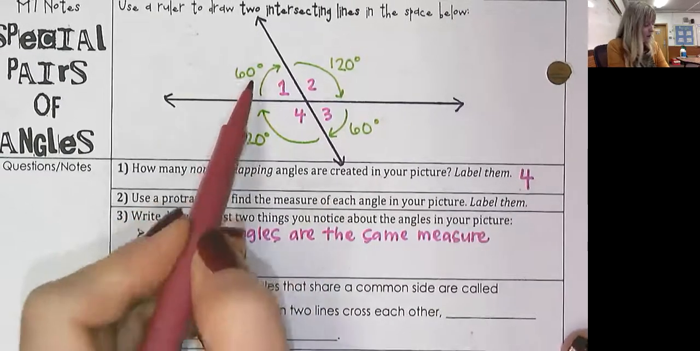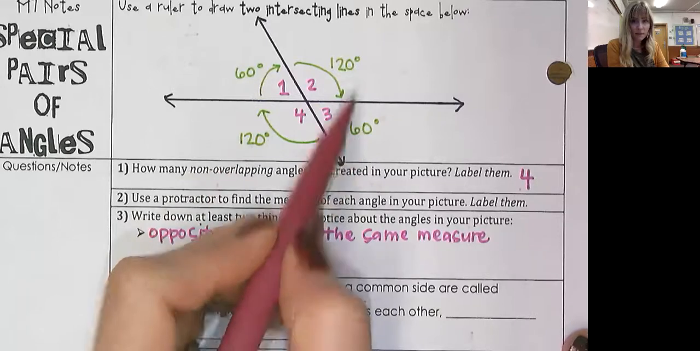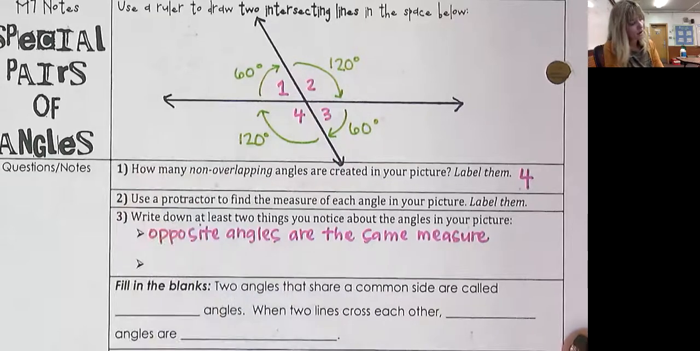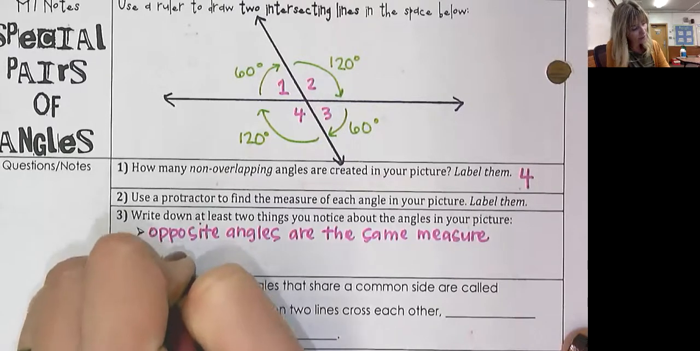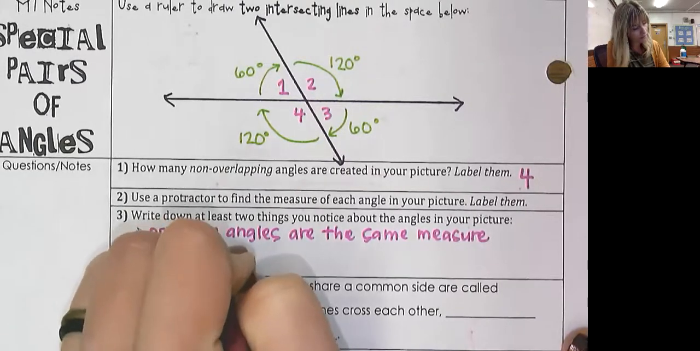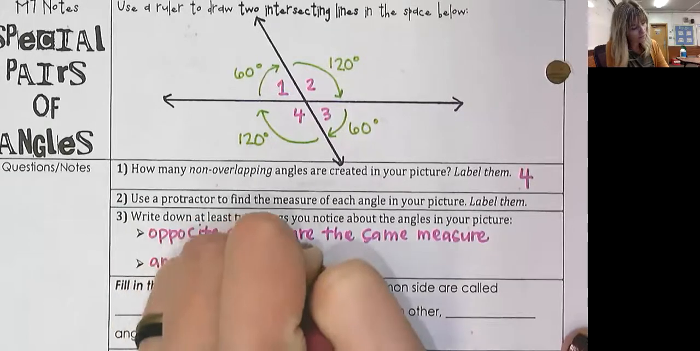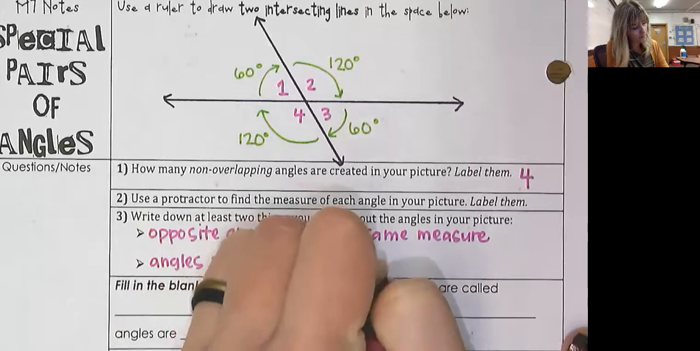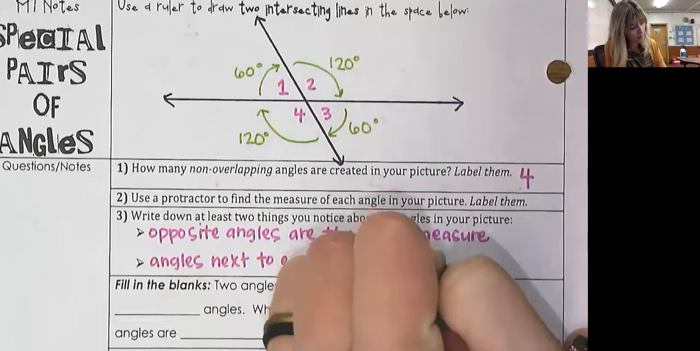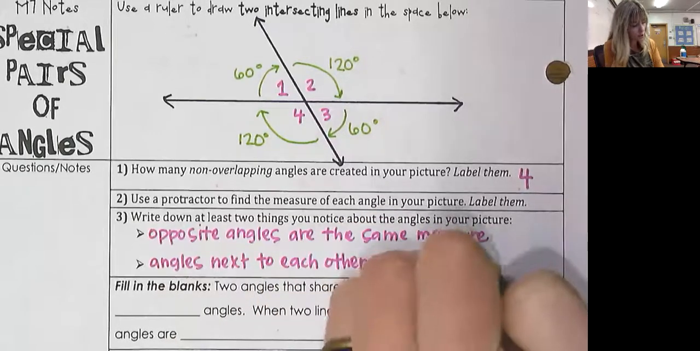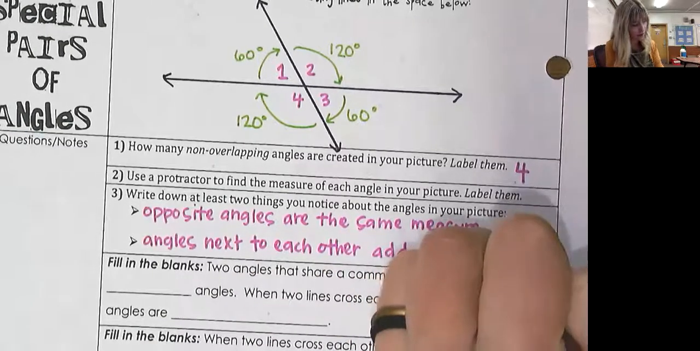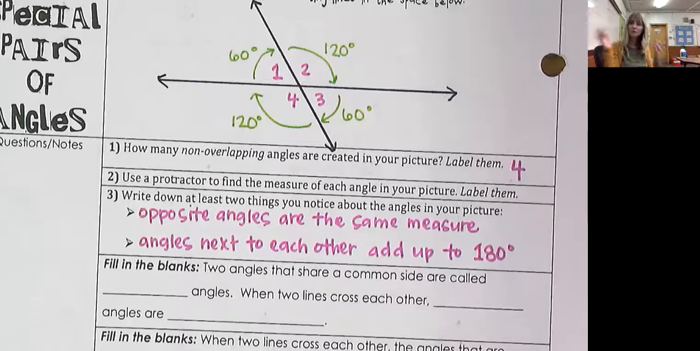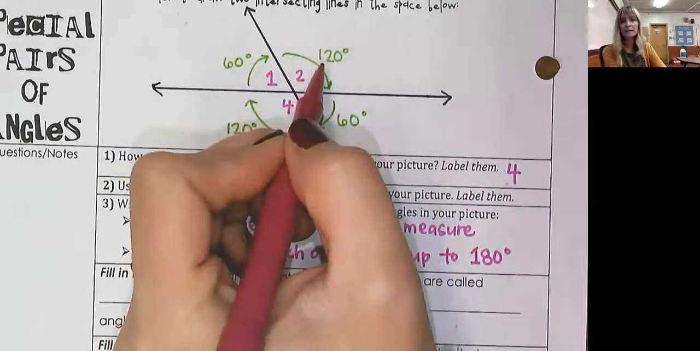Can you see how I have 60 over here and 60 over here and 120 over here and 120 over here? Okay, opposite angles are the same measure, and angles next to each other add up to, what do they have to add up to? Well, they have to add up to 180 degrees because they've made up a line, which is really just a straight angle. 60 degrees plus 120 degrees is 180.